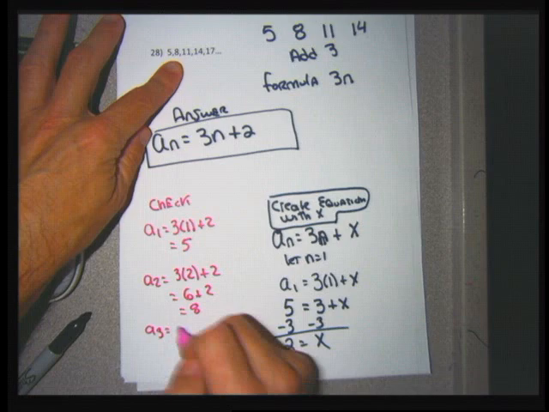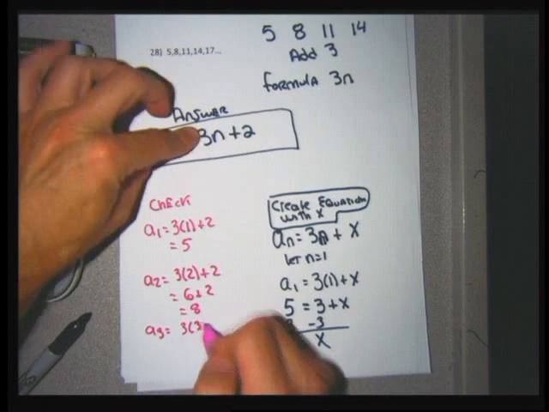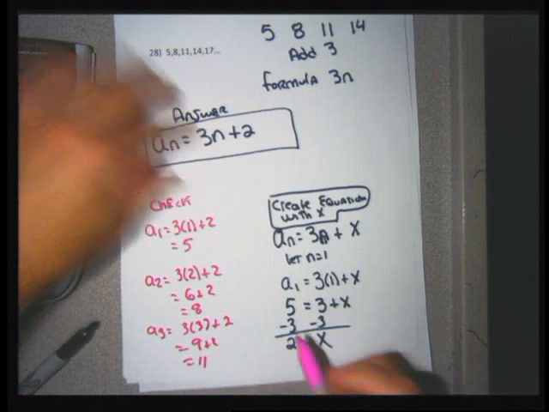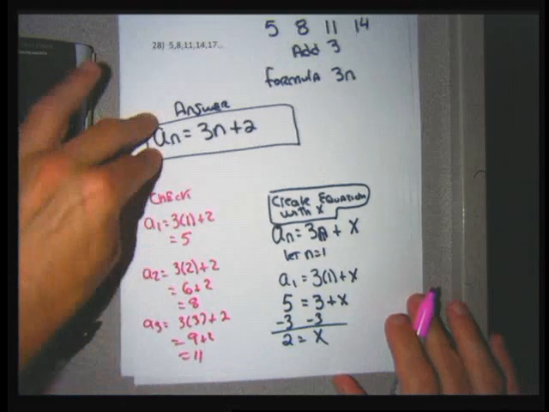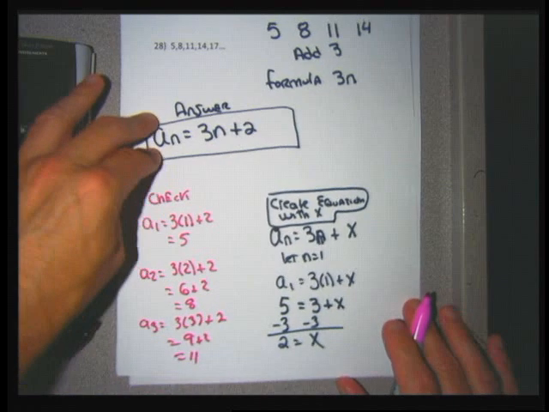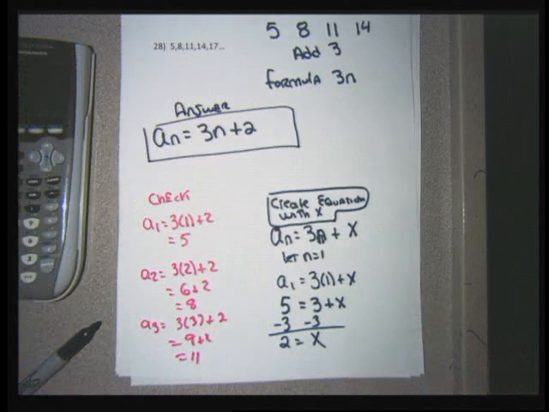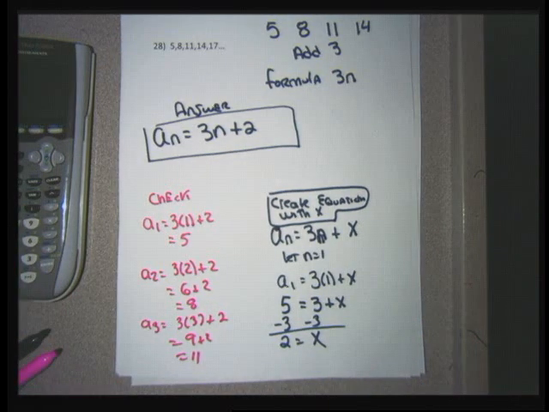Let me do one more check. A sub 3 is going to be 3 times 3 plus 2, which is 9 plus 2, which is 11. And that's good. So this formula, a sub n equals 3n plus 2, generates a1, a2, and a3. I'm going to assume it generates the rest of them as well. So the first thing I'm going to do for each one of these problems, where I'm given a sequence and asked to develop a formula, is figure out if I have to add or multiply to get from spot to spot. The addings are better.